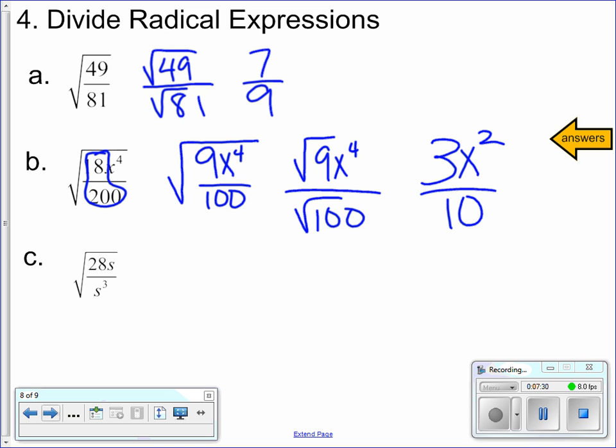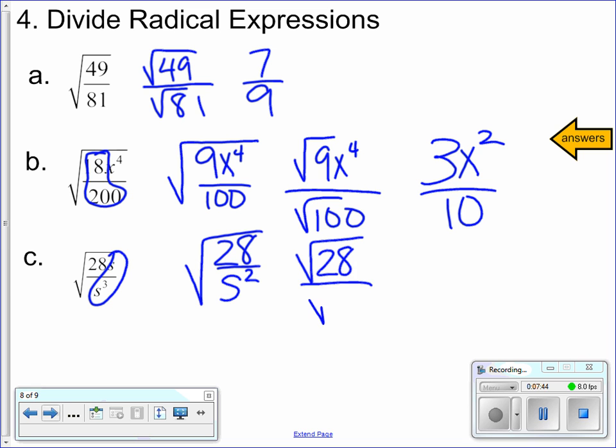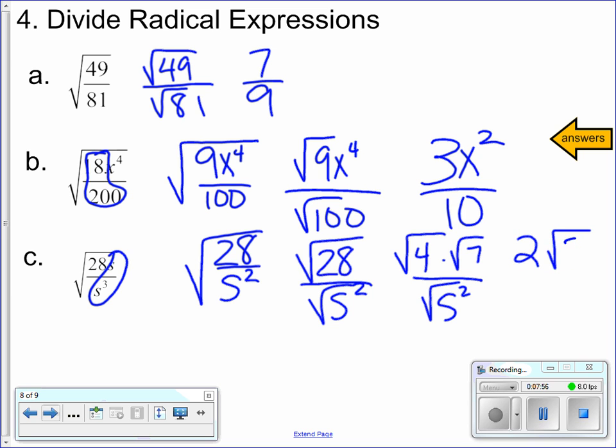And this one, these can be simplified. So I get the square root of 28 over s squared, because when you divide, you subtract. I'll split that up and get the square root of 28 over the square root of s squared. Break this down to the square root of 4 times the square root of 7 over the square root of s squared. So that's 2 square root 7 over s.